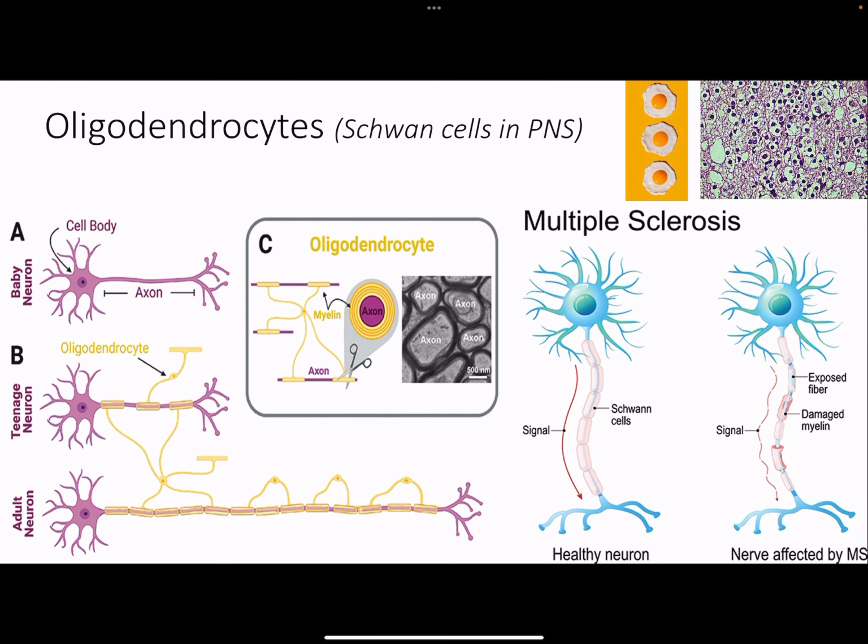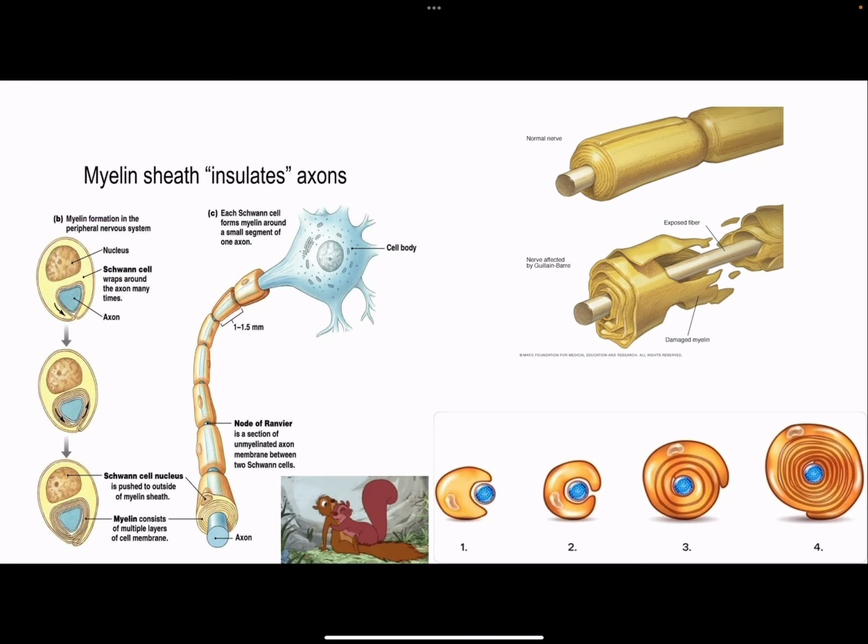Oligodendrocytes are going to wrap neurons. So Schwann cells are going to wrap one-to-one. Oligodendrocytes are going to wrap several. So one oligodendrocyte can wrap more than one neuron. You also progressively myelinate more and more axons as you get older and older. Multiple sclerosis is going to target these oligodendrocytes and the myelin in the brain.